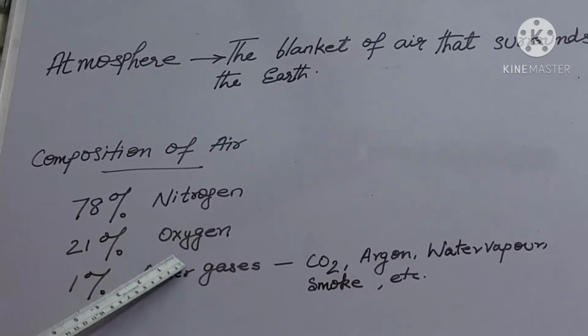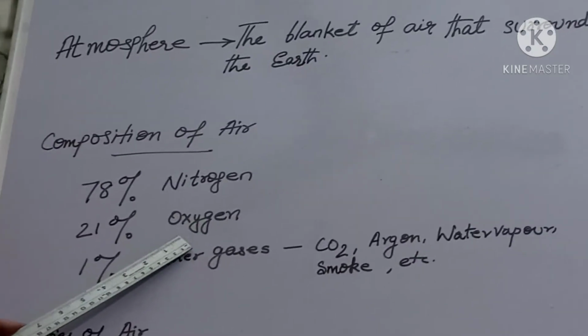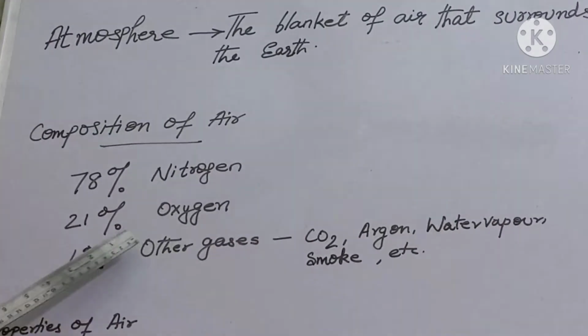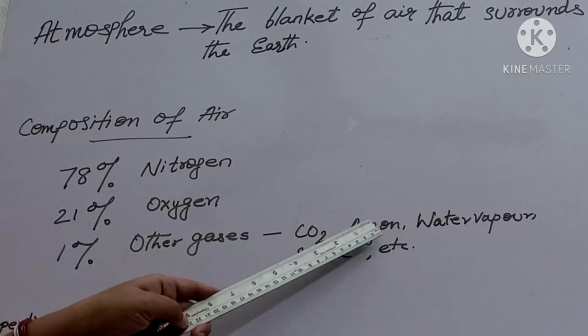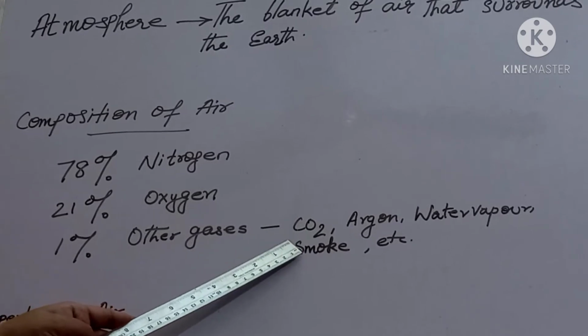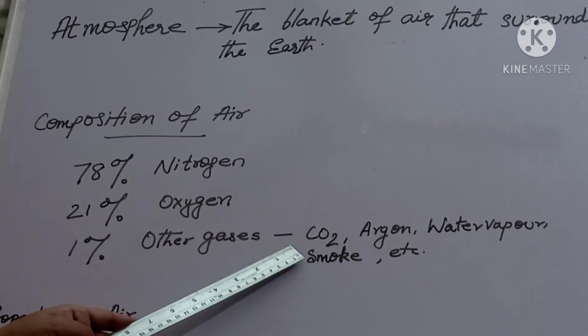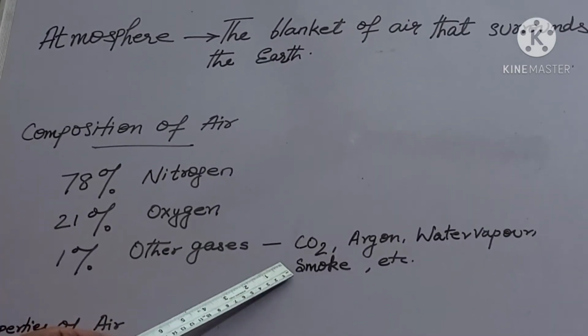Now, uses of oxygen. Oxygen is the most important gas required by all living things for breathing. It helps in burning also. The other gases include carbon dioxide, argon, water vapor, smoke, etc. Carbon dioxide is a gas which is essential for green plants to carry out photosynthesis. It also helps in keeping our atmosphere warm.